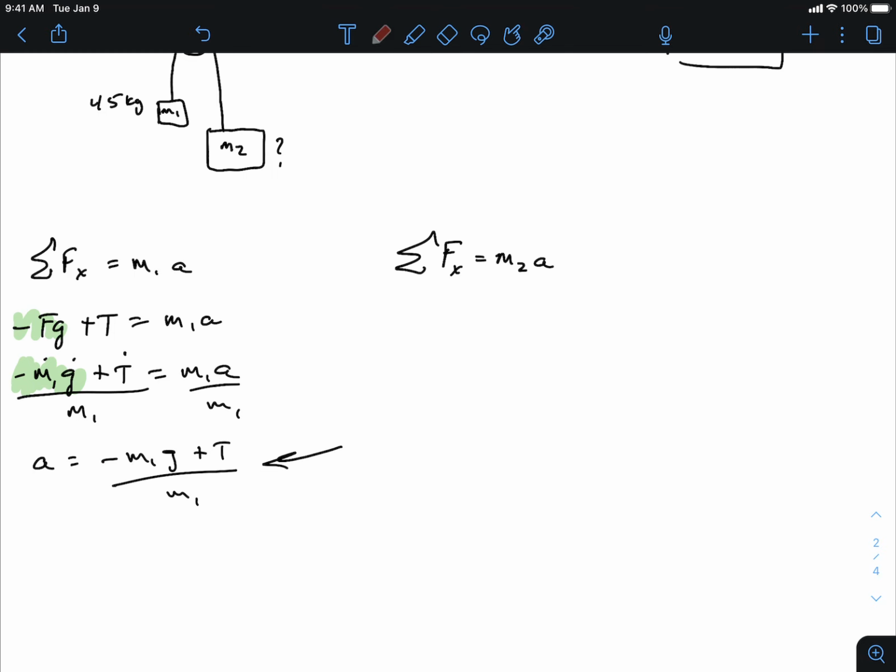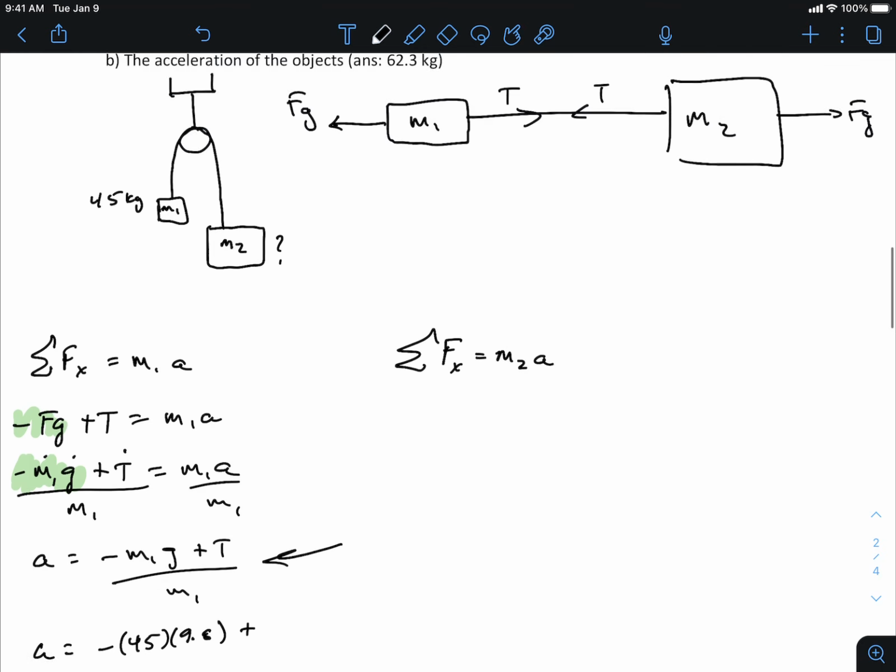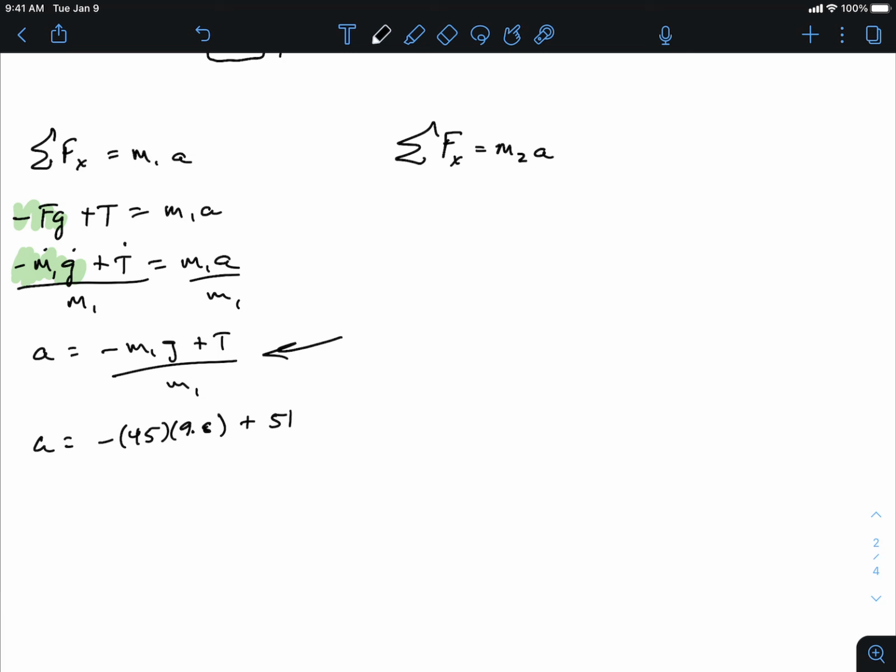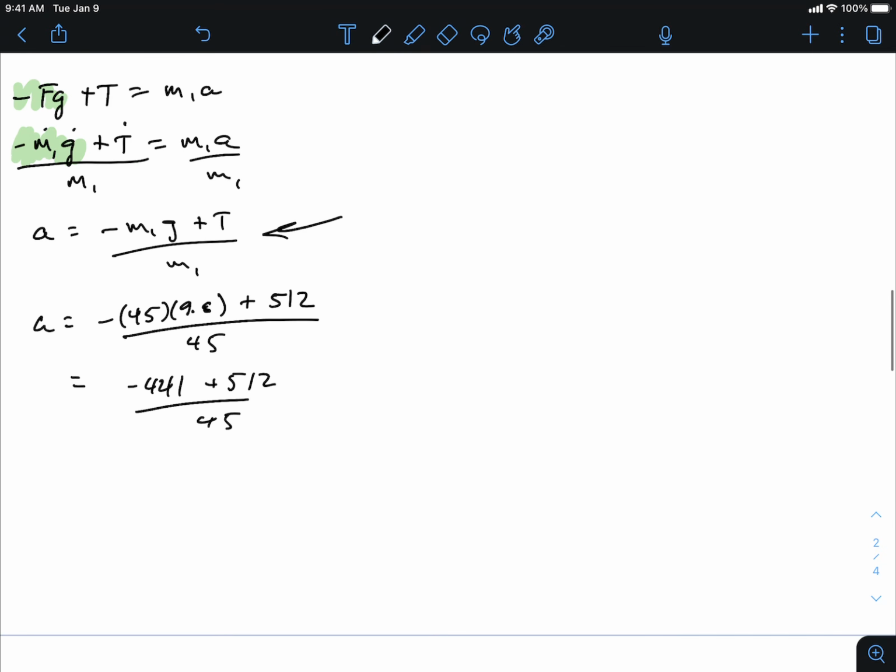And now you guys can plug in the numbers. Right? You're going to get the acceleration is negative 45 times 9.8 plus, what did we say the tension was? 512 newtons. All divided by 45. Now you guys make sure I get this number right. Are we okay? And we should get A to be, are we okay? Did we get that?